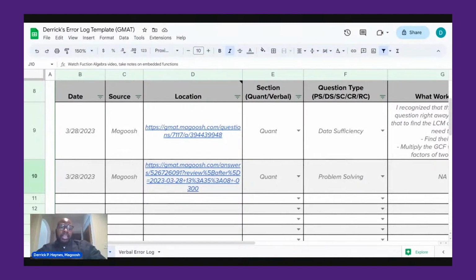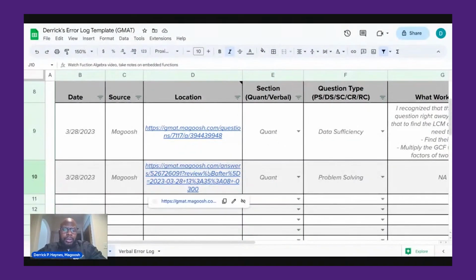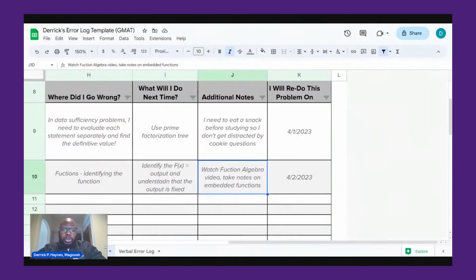What worked? We didn't have anything that worked on the problem this time because we weren't as familiar with working through the problem. So that shouldn't stop us though. Going forward, we now know that we're going to... Where did we go wrong? Functions and identifying the function. What will I do next time? Identify the f of x. Understand the output.